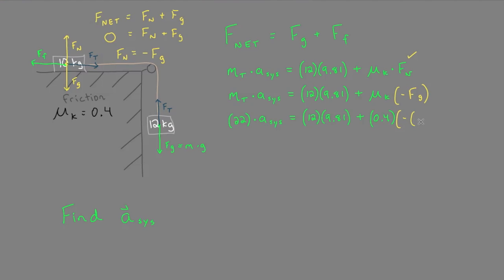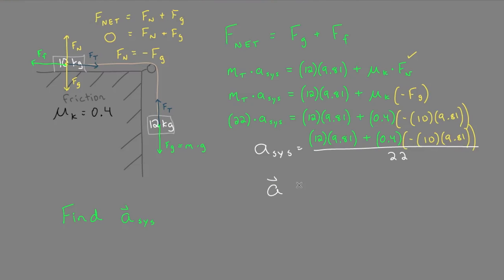Fg is mass times gravity. The mass of the 10 kilogram block times gravity. Notice we're using positive value for gravity throughout. Finally, we can isolate for the acceleration of the system by dividing the 22 down. Plugging this into the calculator, we should get the acceleration of the system equal to 3.6 meters per second squared. Or sometimes the units are written like this.